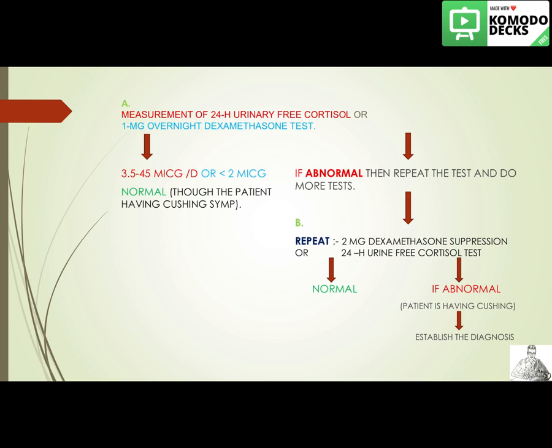When the cortisol level is abnormal, then we have to repeat the test and we have to do more tests. So in step 2, we repeat the 2 mg dexamethasone suppression test and the 24-hour urinary free cortisol test. So here we use 2 mg of dexamethasone instead of 1 mg. If the patient is normal, then yes, we can say that the result in the previous test was a false positive. That may be because of depression, anxiety, or the patient using some kind of estrogen. And when the cortisol level is abnormal, then yes, we can say the patient has Cushing's and we have to establish the diagnosis.